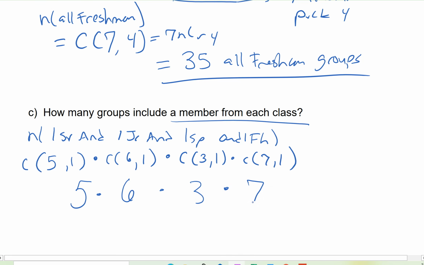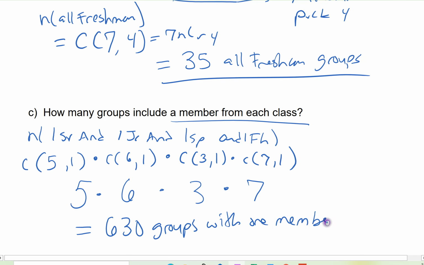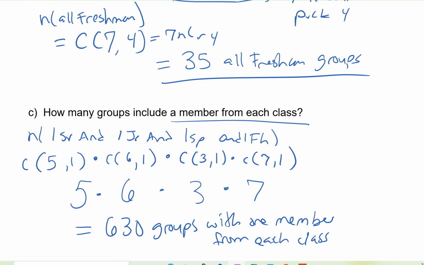And so how many ways can I get a member from each group? Well, it's 5 times 6 times 3 times 7, the number in each one of those groups. And so you just multiply. It's a straight multiplication. 5, 6, 3, 7. And so when you multiply that, that comes out to 630 groups with 1 member from each class, meaning I have 1 senior, 1 junior, 1 freshman, 1 sophomore. So out of the total 5,985, 630 of those contain 1 person from each class.